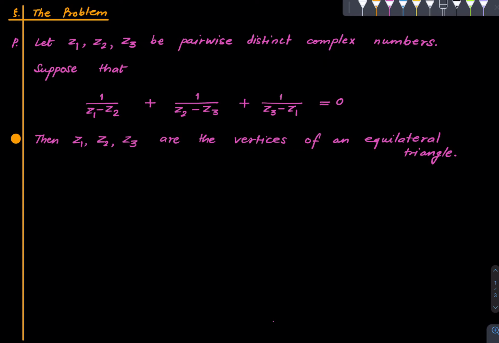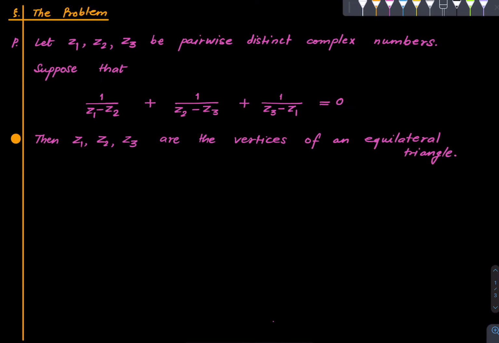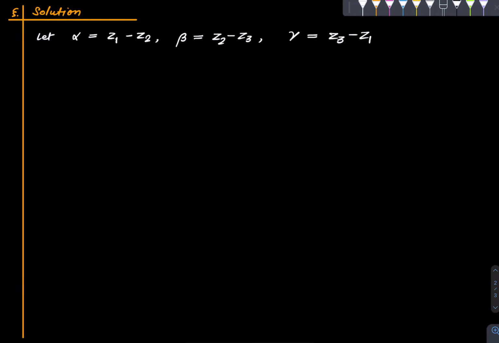And now let us look at the solution. As usual, you are encouraged to pause the video and ponder upon it by yourself. All right. So let us write alpha to mean z1 minus z2, beta to mean z2 minus z3, and gamma to mean z3 minus z1. So basically we have called this alpha, that is beta, and this is gamma.